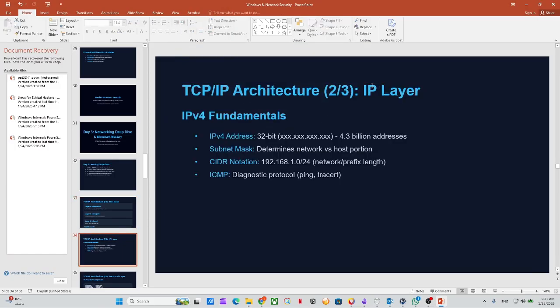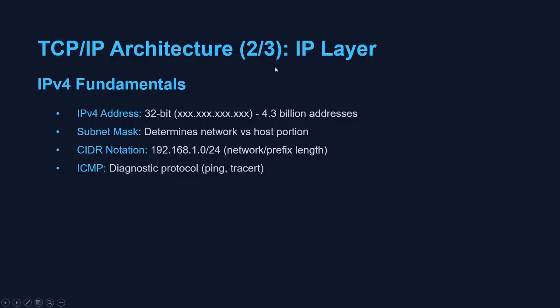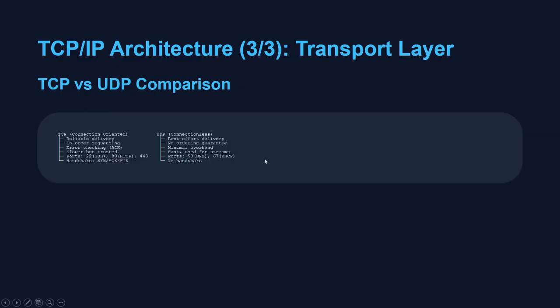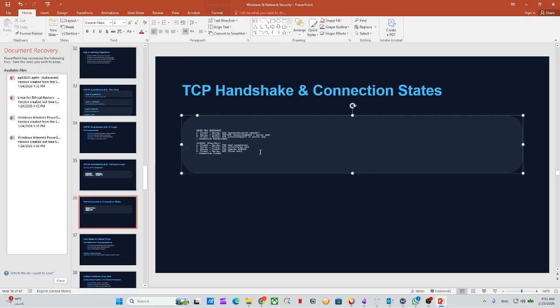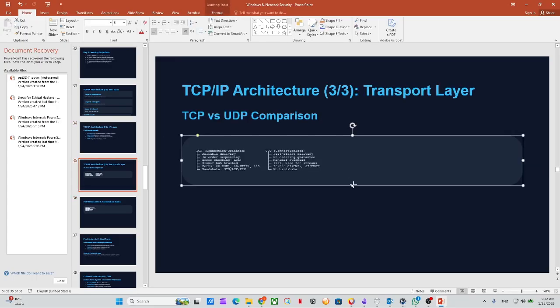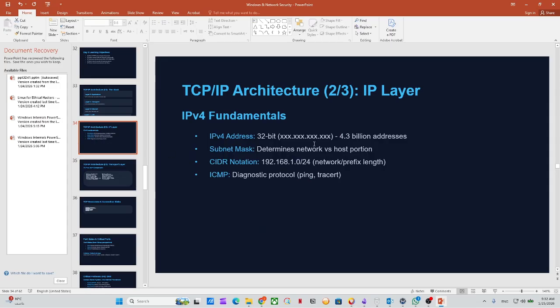And in TCP/IP architecture, we have the IP layer. IPv4 fundamentals: this is the IP address. An IP address is 32 bits, 4.3 billion addresses. The subnet mask determines the network versus host portion, CIDR notation, network prefix length. I'm not going to go in depth on each point here, but what we need to understand is that an IP address is like this one.